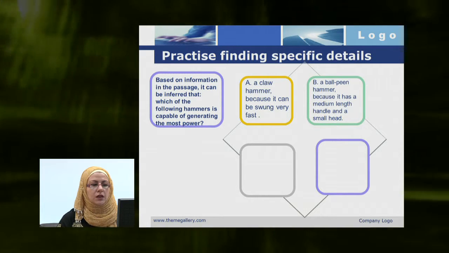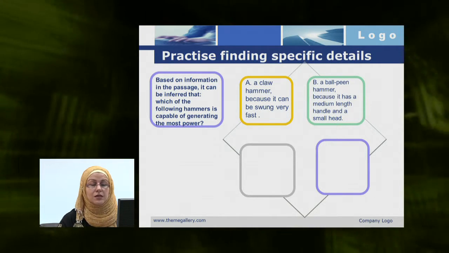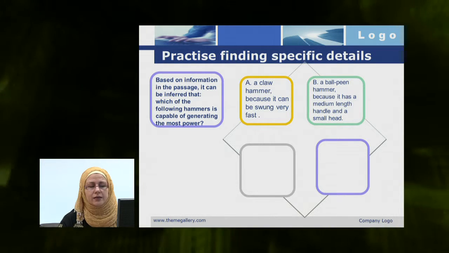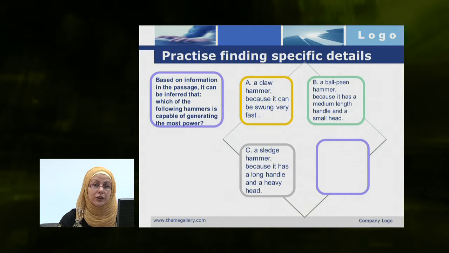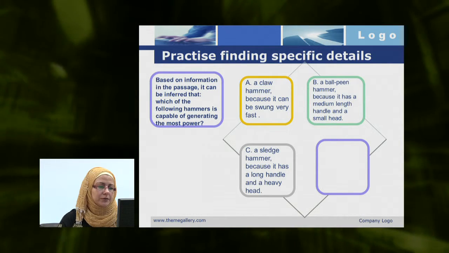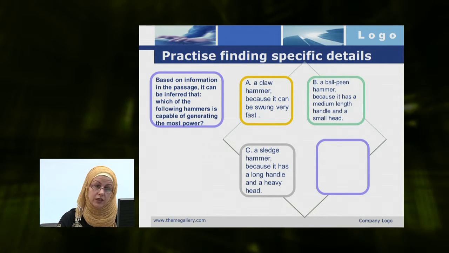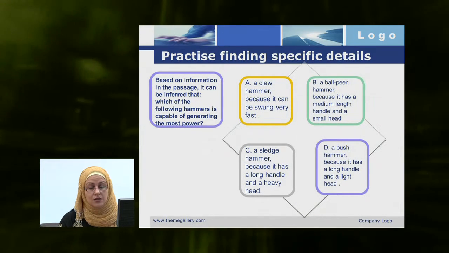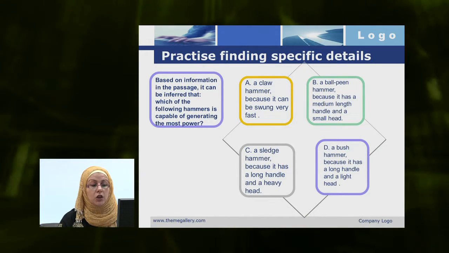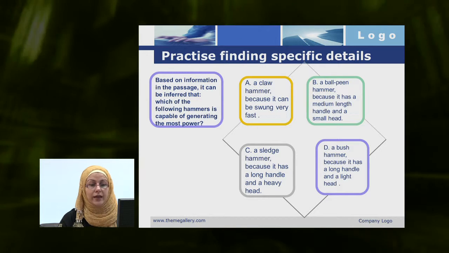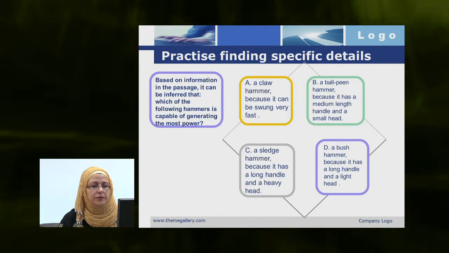The first alternative, a claw hammer, because it can be swung very fast. The second alternative, a ball-peen hammer, because it has a medium-length handle and a small head. Whereas the third alternative says a sledgehammer, because it has a long handle and a heavy head. And the last alternative, a bush hammer, because it has a long handle and a light head.